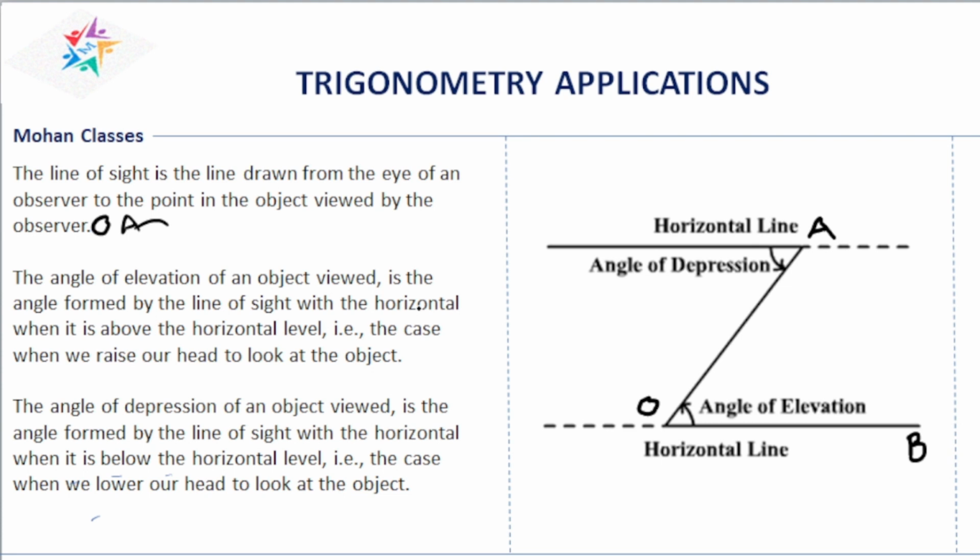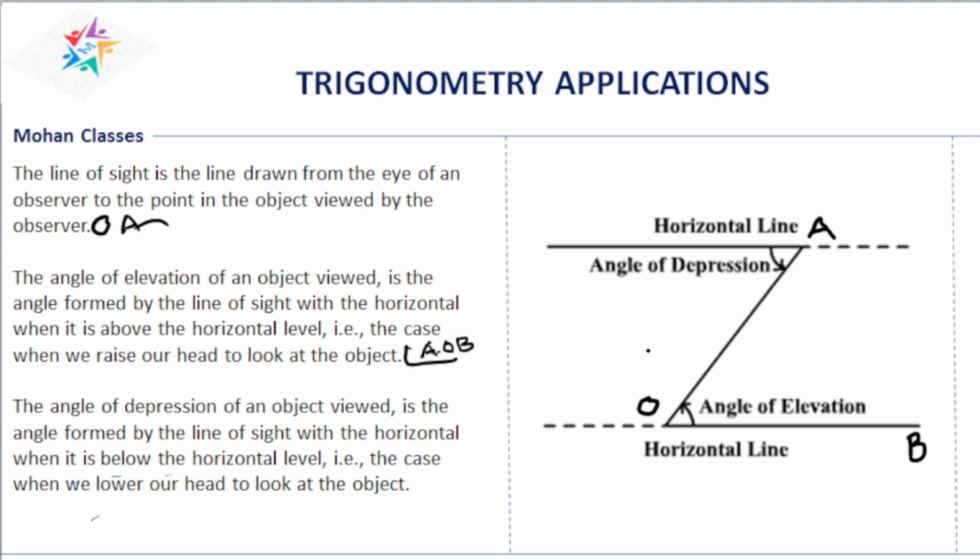Then what about the angle of elevation? Here the observer is looking at the object at A. So the angle made by the horizontal level from the observer to that object is called the angle of elevation. That is angle AOB. Angle AOB is the angle of elevation.